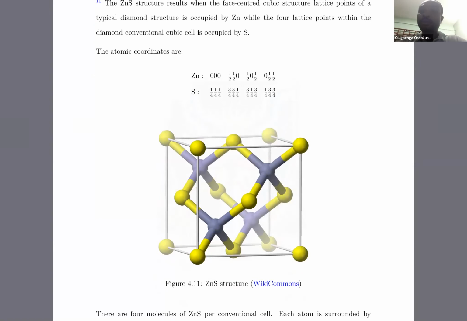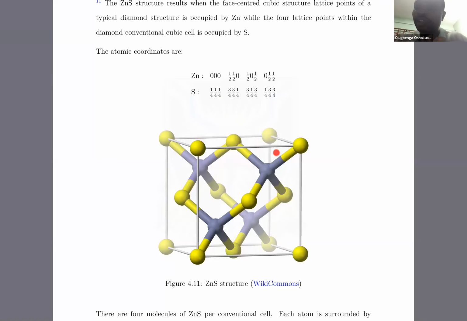where at the corners we had aluminium, but inside we have nitrogen. This particular structure is very common with zinc sulfide, and that's why it is named after the compound: the zinc sulfide structure or zinc blende structure. I think it's also called a wurtzite structure.